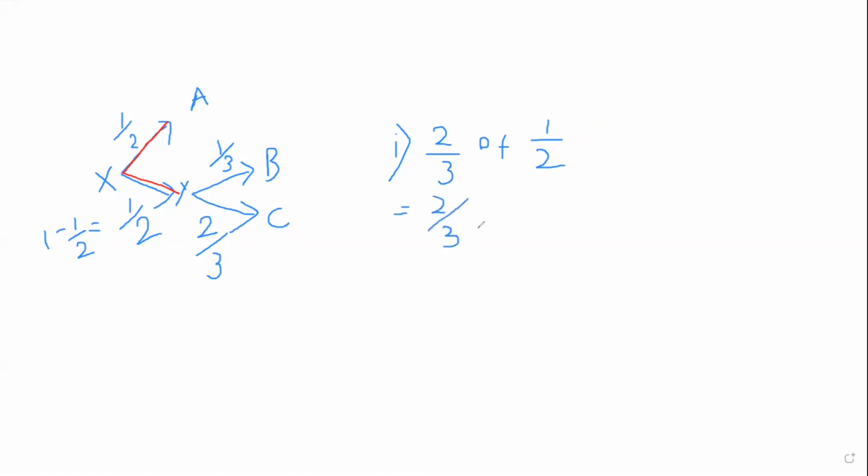Okay. So that is equal to 2 by 3 into 1 over 2. You can simplify 2 and 2. So that is going to be equal to 1 over 3. Is it clear?